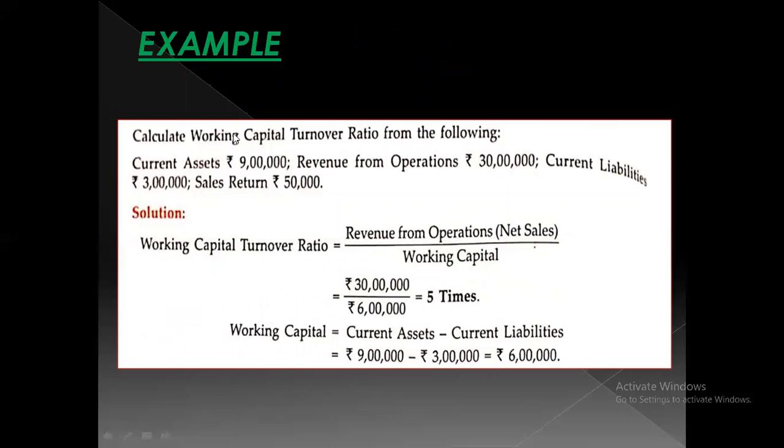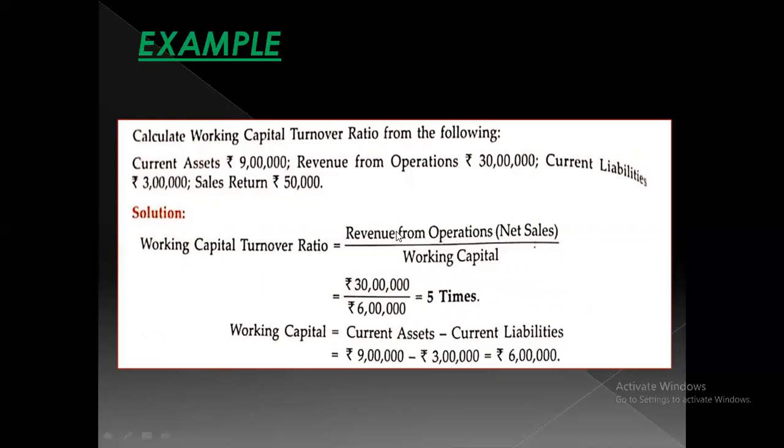Here in this numerical, you have to calculate working capital turnover ratio. Current assets are 9 lakh, revenue from operation is 30 lakh, current liability is 3 lakh, sales return is 50,000. Student, in this numerical, cost of revenue from operation is not given. So that means you will take only revenue from operation. And the formula of working capital turnover ratio will be revenue from operation divided by working capital. Revenue from operation is 30 lakh. Here you will not subtract sales return, which is 50,000. Why? Because revenue from operation itself is net sales.